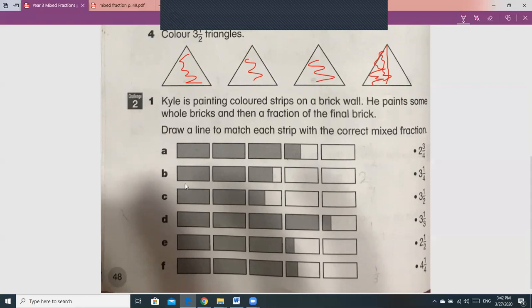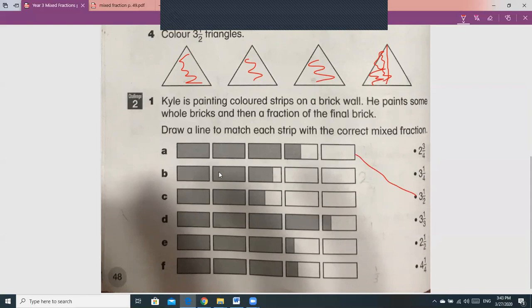Let's make it now. Here, we colored how many whole? 1, 2, 3. So the whole number has to be 3. We have here 3, 3 and a half, 3 and a quarter. So it's 3, and this part, the 2 parts are equal, and he takes half of it. So it's 3.5. So I will match it with 3.5 here.